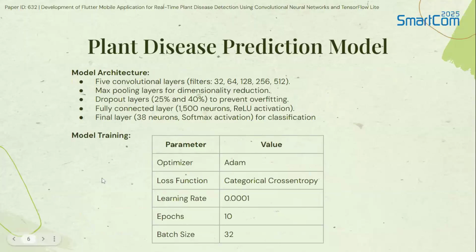Moving on to the model architecture, the convolutional network model had 5 convolutional layers with filters from 32 up to 512. The max pooling layers were used for dimensionality reduction. We also introduced dropout layers of 25% and 40% to prevent overfitting. The fully connected layer had 1500 neurons with ReLU activation function. The final layer had 38 neurons corresponding to the 38 categories, and softmax activation function was used.